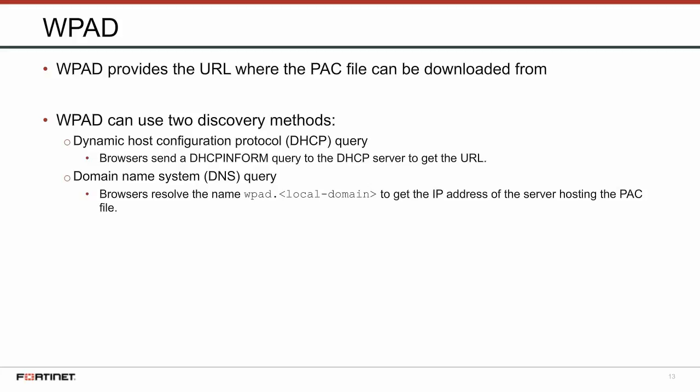The browser downloads the PAC file from the URL http://pac-server-ip:80/wpad.dat. Most browsers try the DHCP server method first. If it fails, they try the DNS server method.